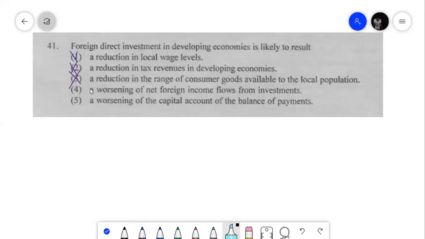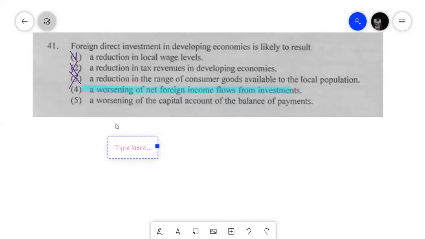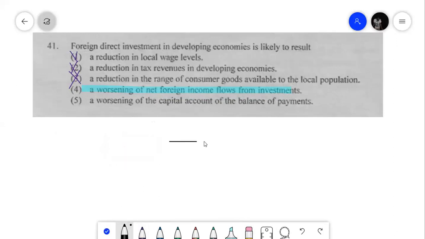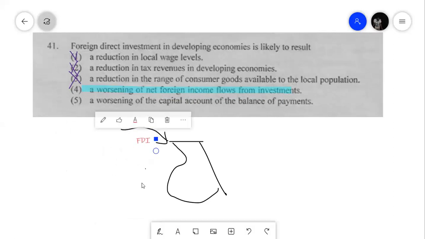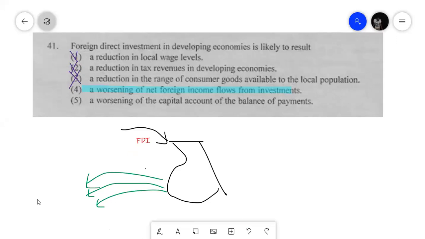But then worsening of net foreign income flows. This is the answer. But why is this the answer? When foreign direct investment comes in, guys, the profits, the dividends, the interest have to be sent back to the USA, right? So this is the Sri Lankan map, and foreign direct investment comes in, the FDI. But even though the FDI comes in, in return we have to pay. Now we have to pay the US Coca-Cola owner. We have to pay them interest, the profit, and the dividend. So all of this is primary income.